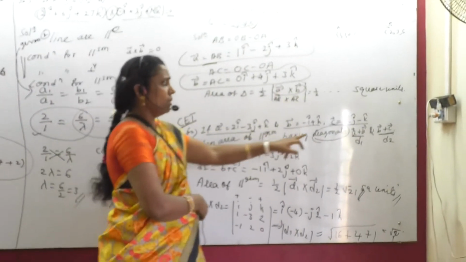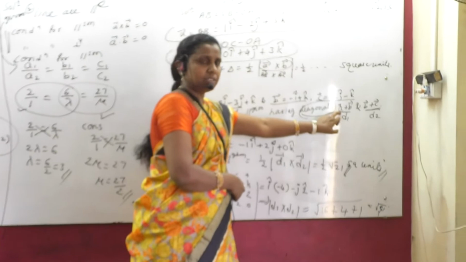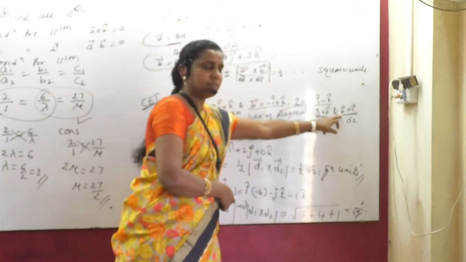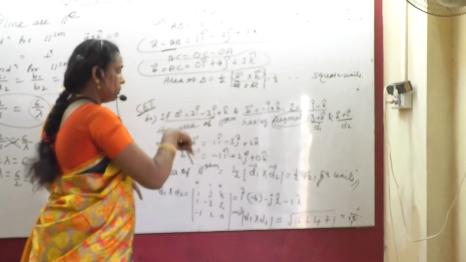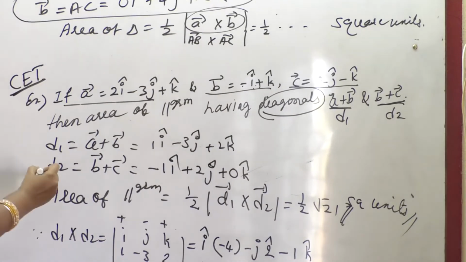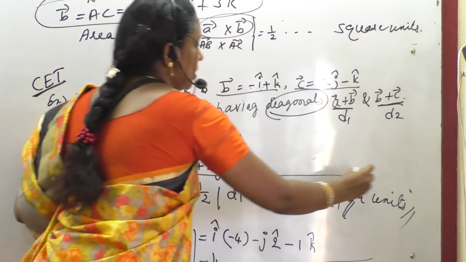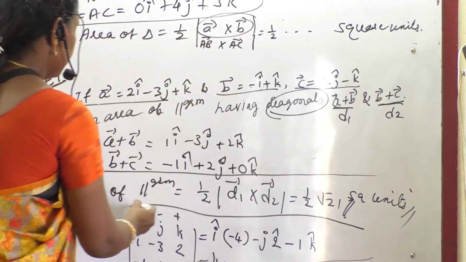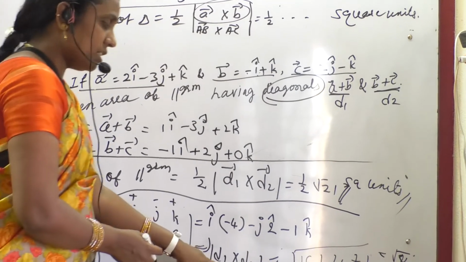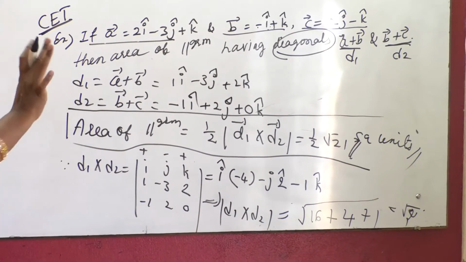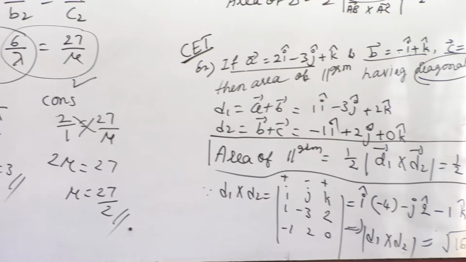Diagonals with some simplification form it is given. So first we have to simplify for d1 and d2. Then we have to apply the formula for area of the parallelogram. This is the thing. Okay. So how to find out d1, d2, d1 cross d2 and modulus of d1 cross d2. Here it is discussed.